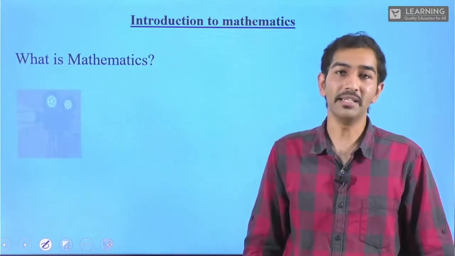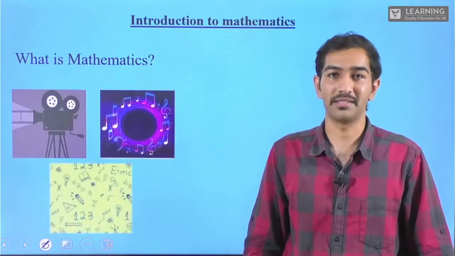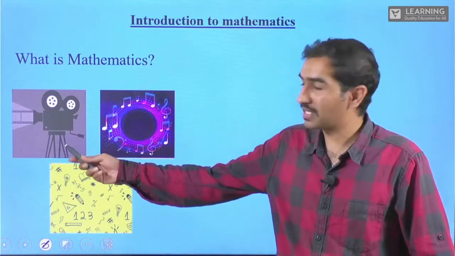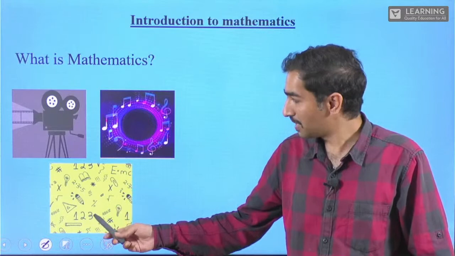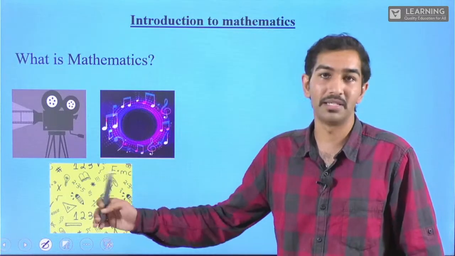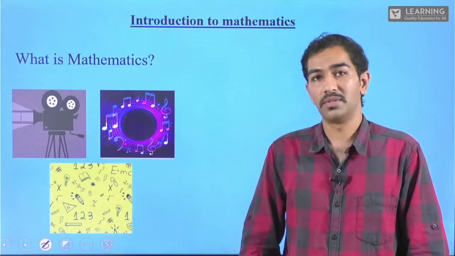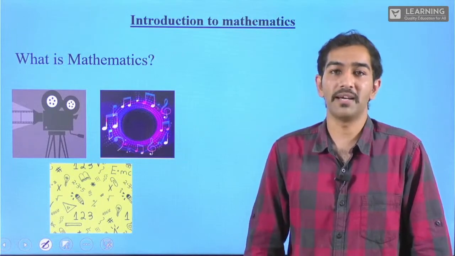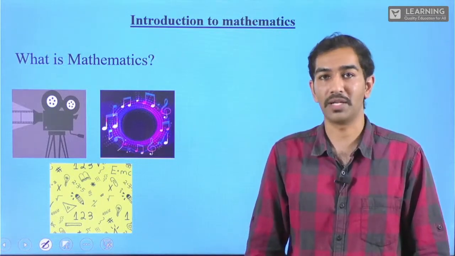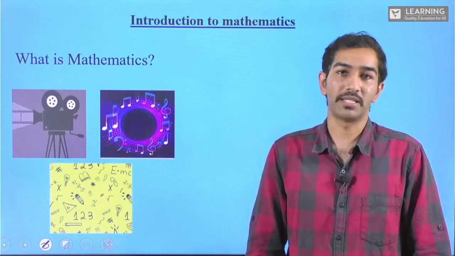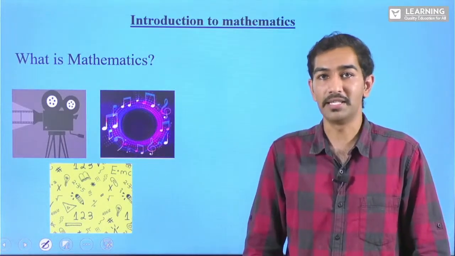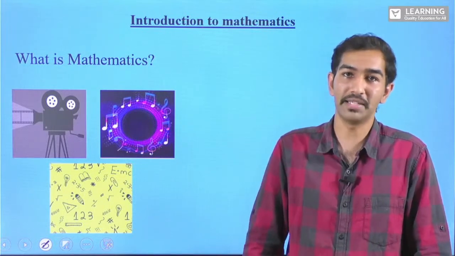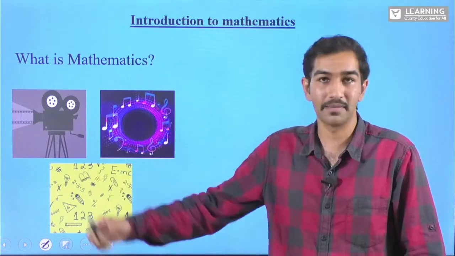On the screen you can see three different images. One of them is a camera, the second one is music, and the third one is an image consisting of numbers and symbols. The most famous works which have been done from the cameras, for example, The Shawshank Redemption, the Godfather trilogy, Inception, Interstellar. These are the works which are done by the cameras.